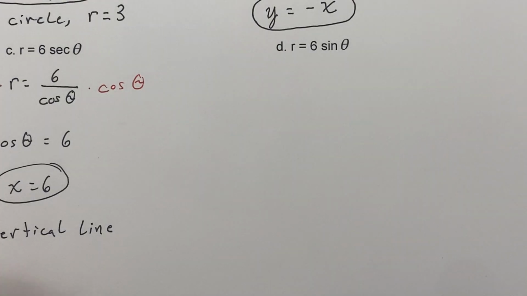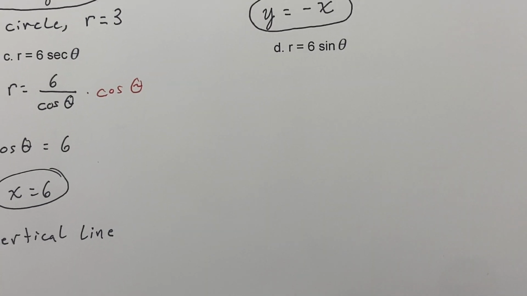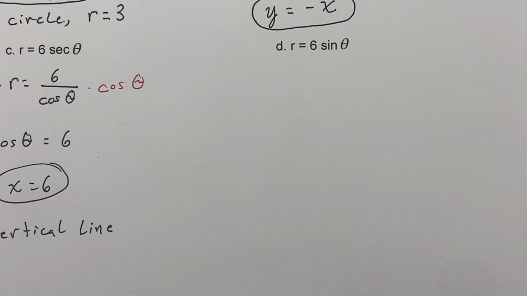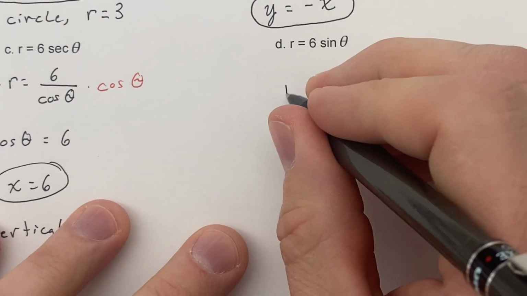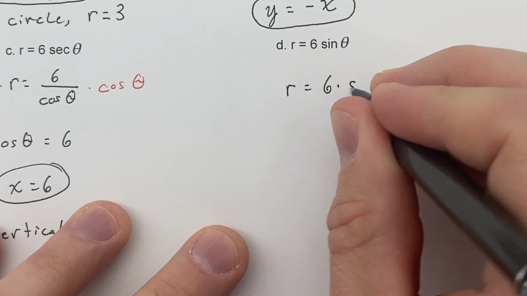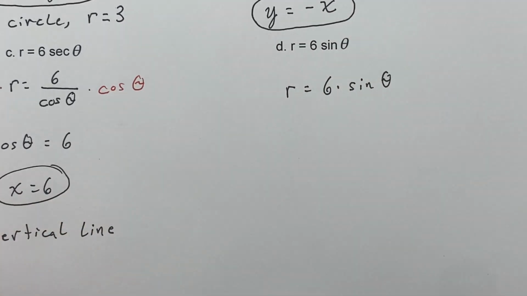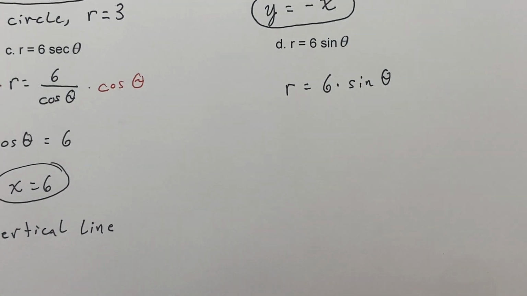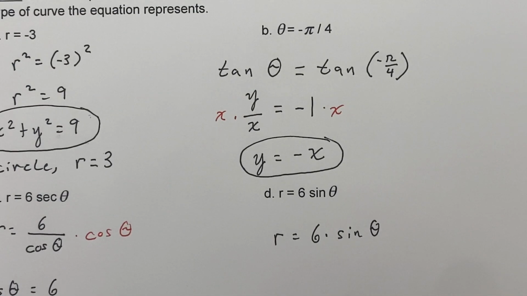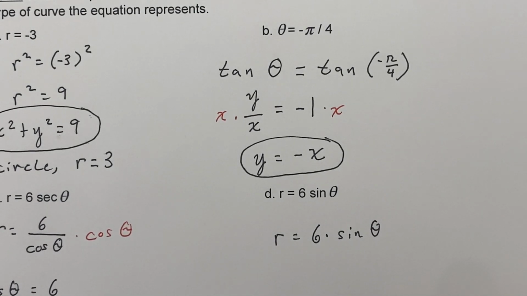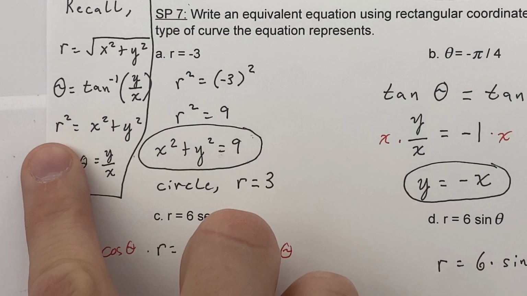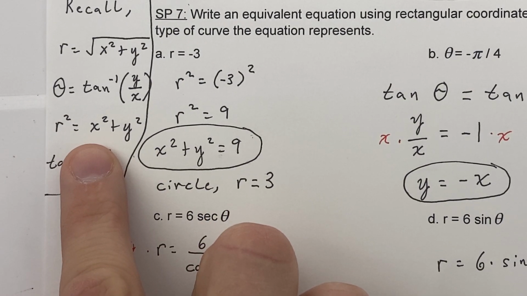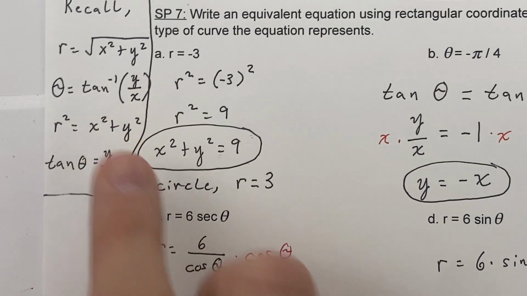Last one, R is equal to 6 times sine of theta. Alright, so we do have sine now, so we don't want to divide or use the reciprocal. Again, it takes time to catch on to it. R squared was always a good thing for us, right? We want to get it in terms of x and y. So this one, again, kind of like the first one, we ended up squaring it. We want to do the same thing here.